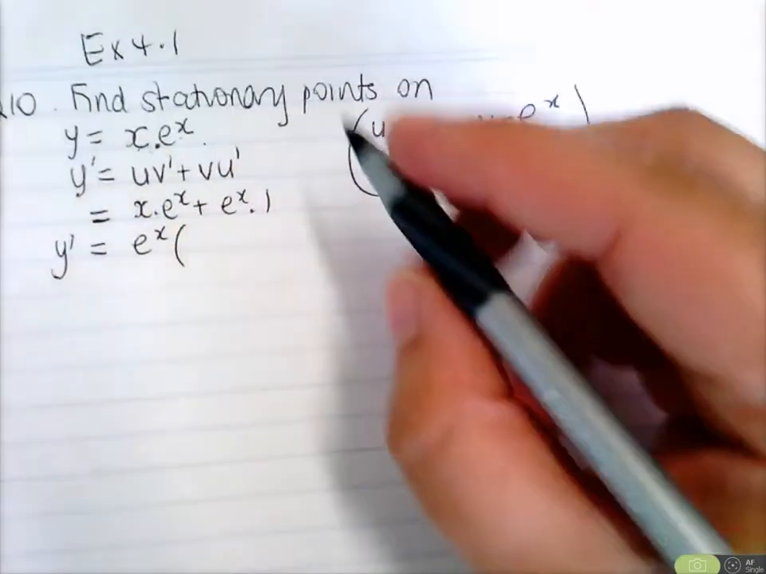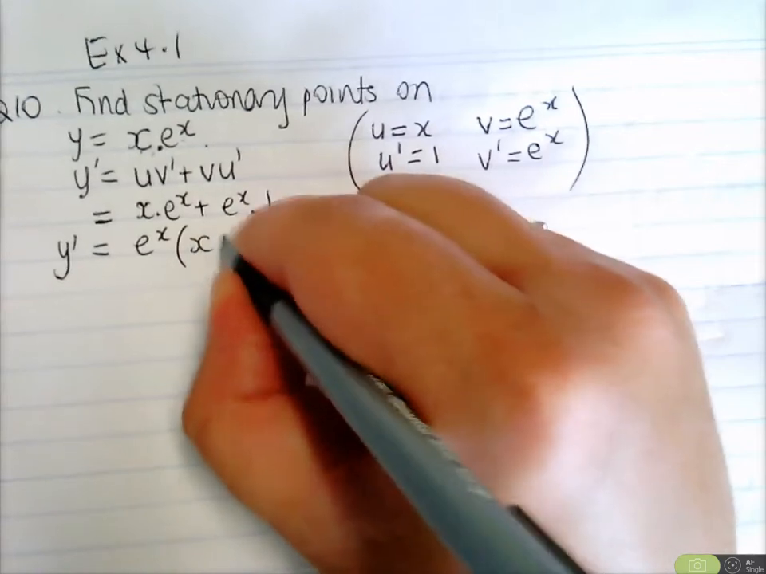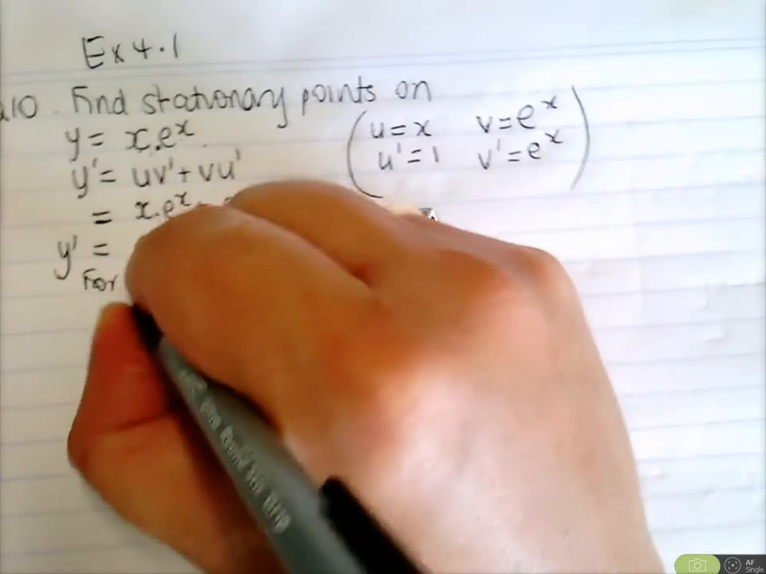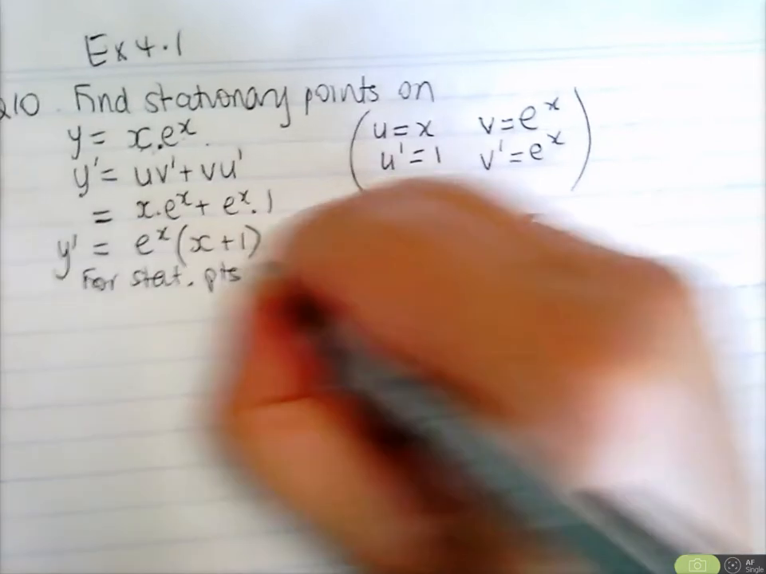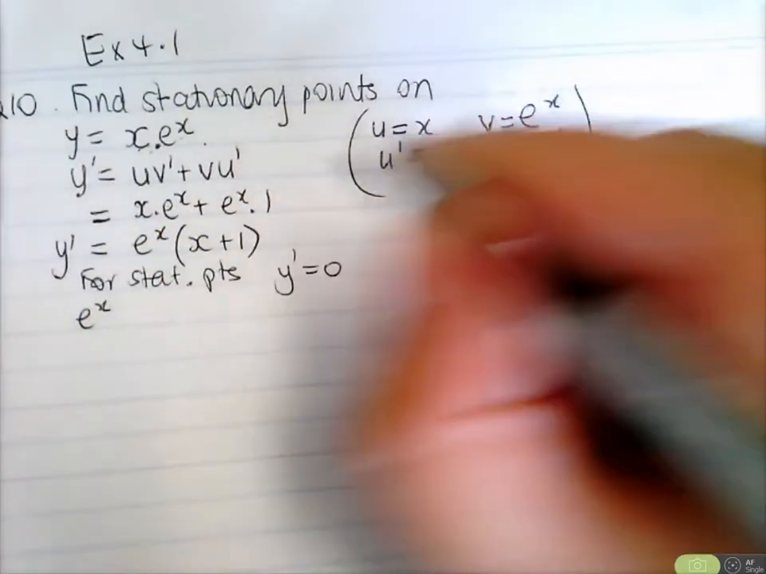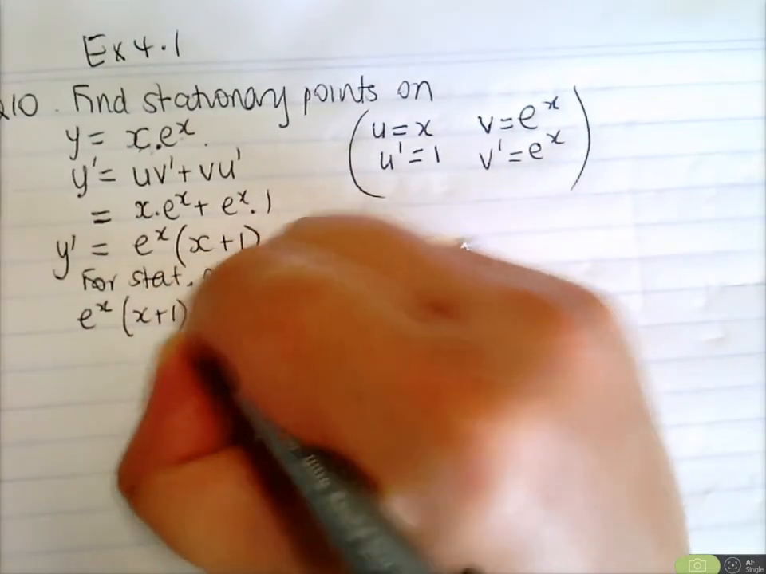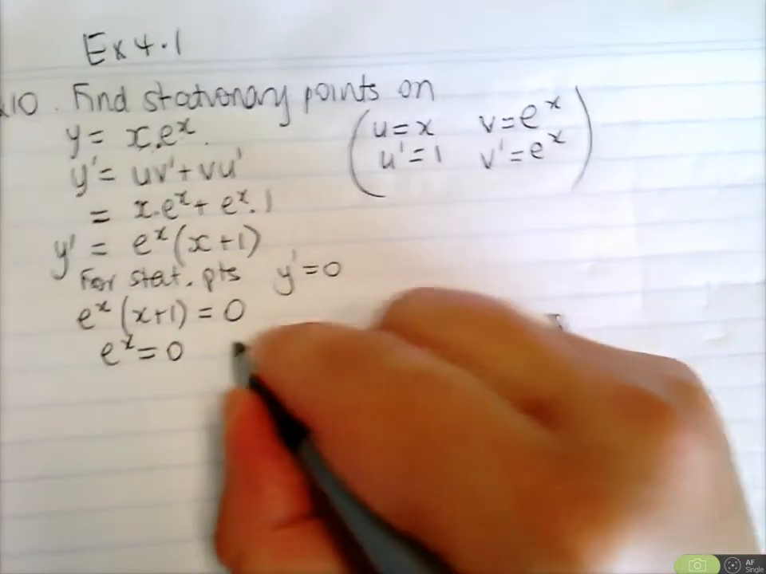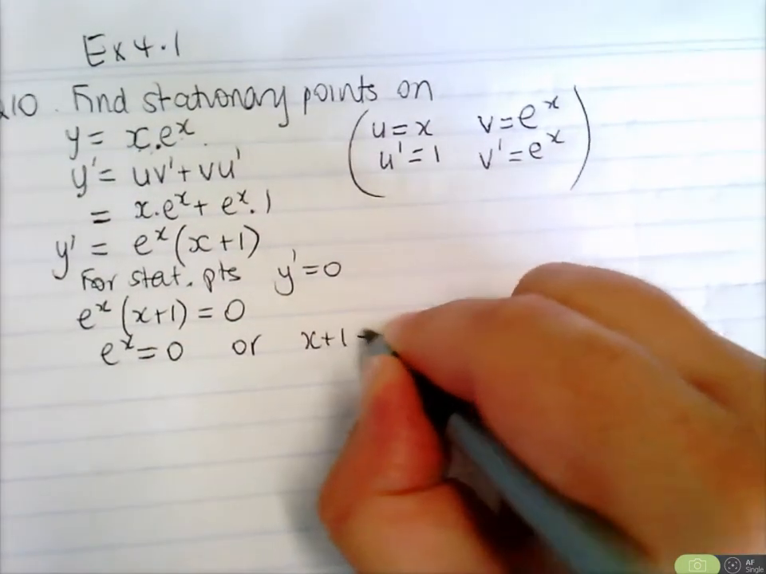I'm just going to take out the common factor and factorize. We get e to the x, x plus 1. It's good to do that because when you find your stationary points by putting y dashed equal to 0, if it's factorized, it's much easier to work out your stationary points. Then we go for stationary points, y dashed equals 0. In other words, e to the x, x plus 1 equals 0. So therefore we've got two scenarios, that e to the x is 0 or x plus 1 is 0.